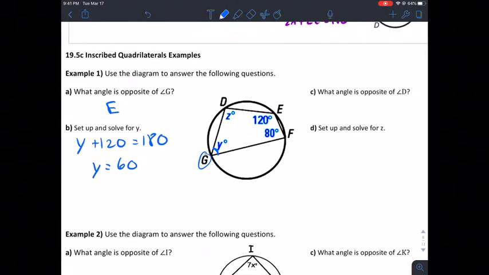The next one: what angle is opposite angle D? Opposite angle D, we get angle F. We know that these two angles are going to be supplementary. Oh, actually I didn't answer the question. The angle opposite angle D is F. And we can set up our equation. Angle Z plus 80 is going to equal 180. So we get Z equals 100.